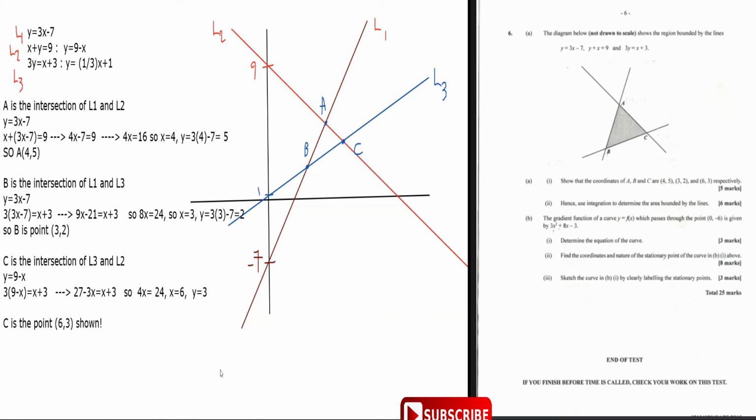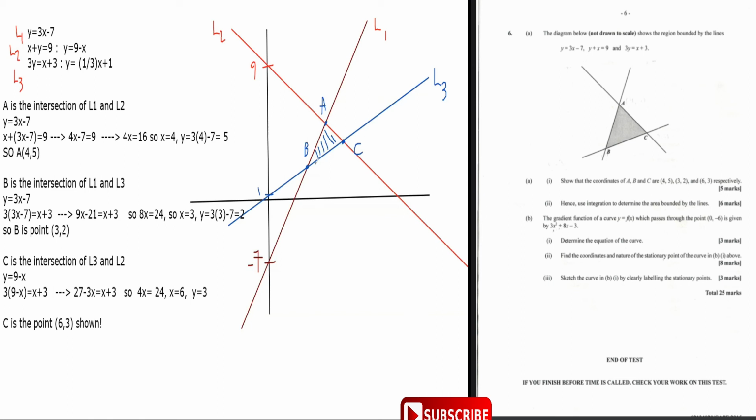Now we need to go ahead and use integration to determine the area bounded by the lines. Now the area bounded by the lines is a triangle here, so it's the area of the triangle we're ultimately finding. So the area is in here.